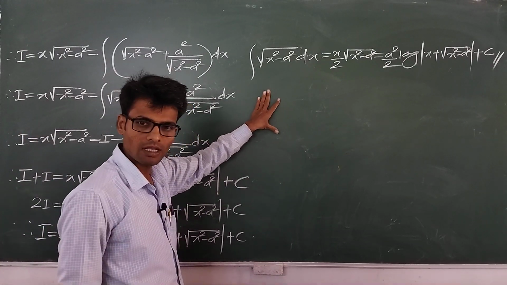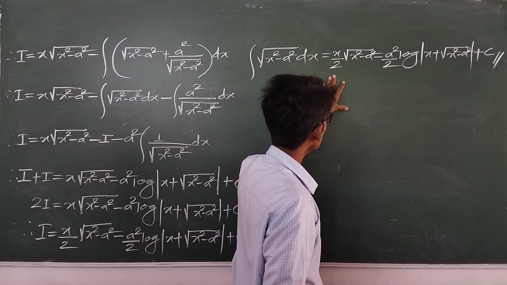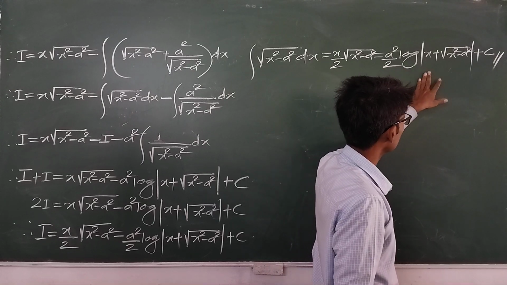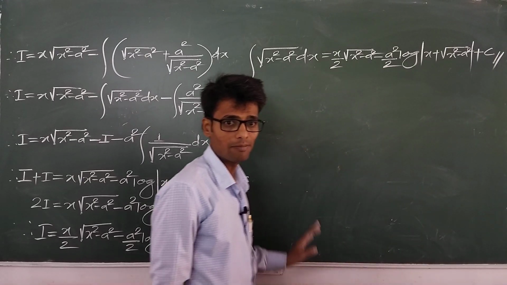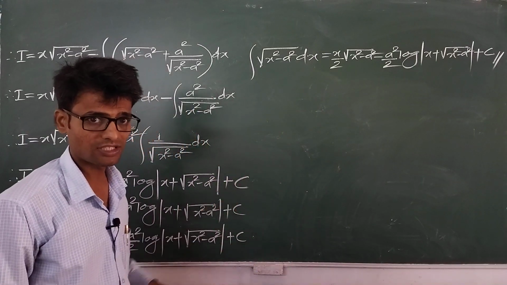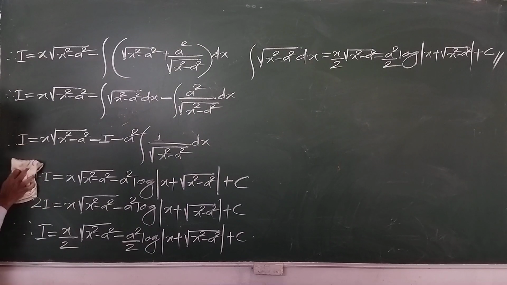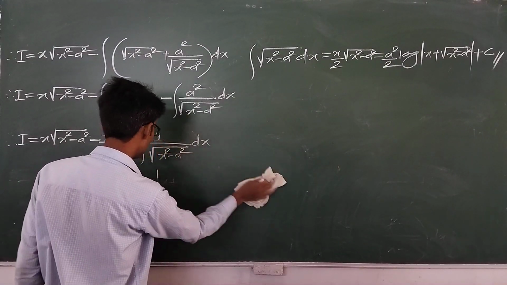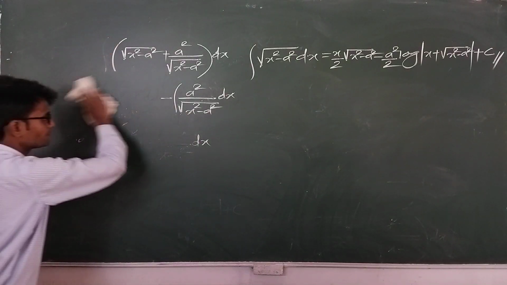You remember, integration of square root of x square minus a square into dx is equal to x by 2 square root of x square minus a square, minus a square by 2 log of mod x plus square root of x square minus a square mod complete plus c. Remember, we are having some examples on this one. After this, I go for the second type. For the second type, we follow the same procedure, the same method.